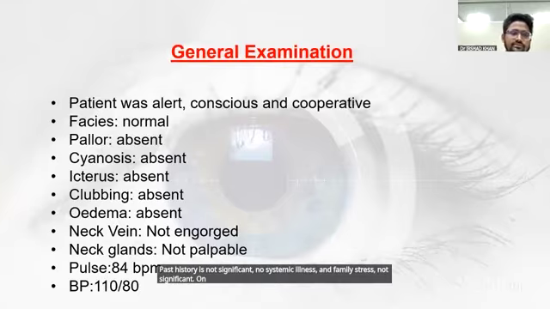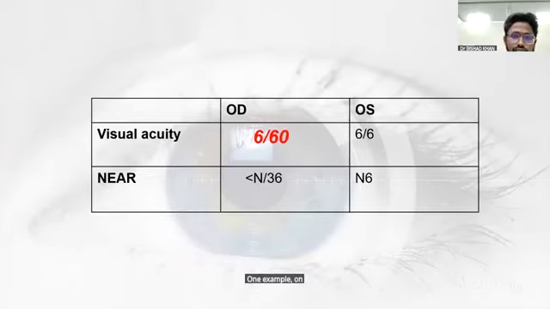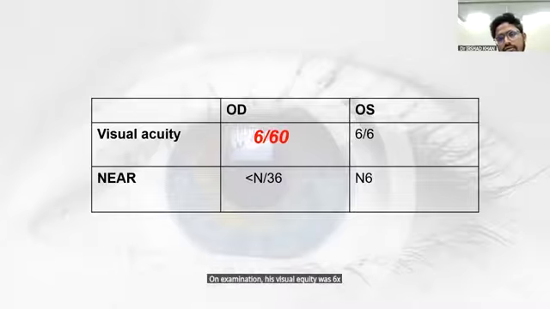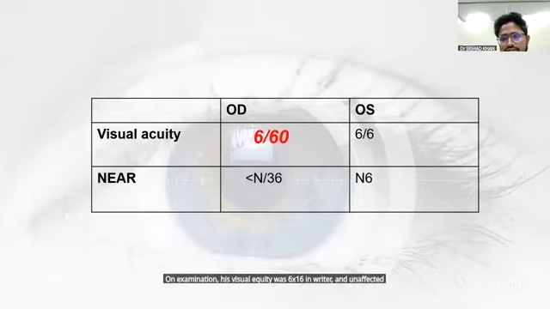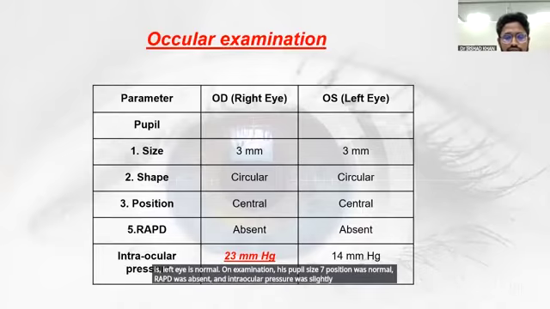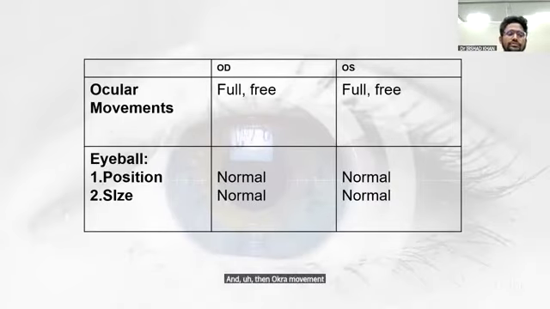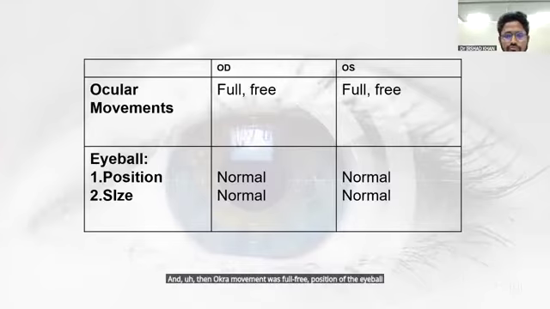On general examination, the patient was conscious, oriented, and cooperative, and his BP and pulse were within normal limits, and other findings were normal. On examination, his visual acuity was 6/60 in the right eye, and the unaffected left eye is normal. His pupil size, shape, and position were normal. RAPD was absent, and intraocular pressure was slightly raised, that is 23. Ocular movement was full and free. Position and size of the eyeball were normal.